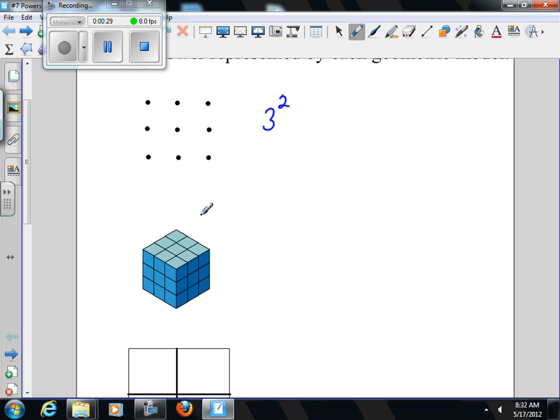Let's take a look at these blocks here. Well, let's think of what this looks like. It looks like we have figures that measure 3 by 3 by 3. 3 in the length, the width, and the height. So that would give us 3 to the third. And notice that there are 9 blocks in each layer, and 3 layers, so that would give us a total of 3 to the third, or 27 blocks.